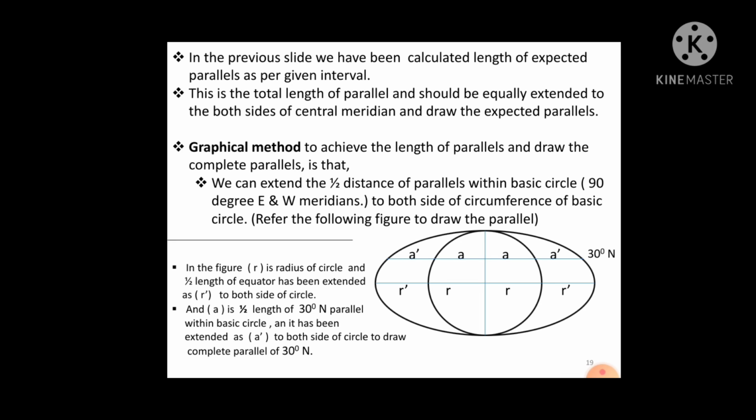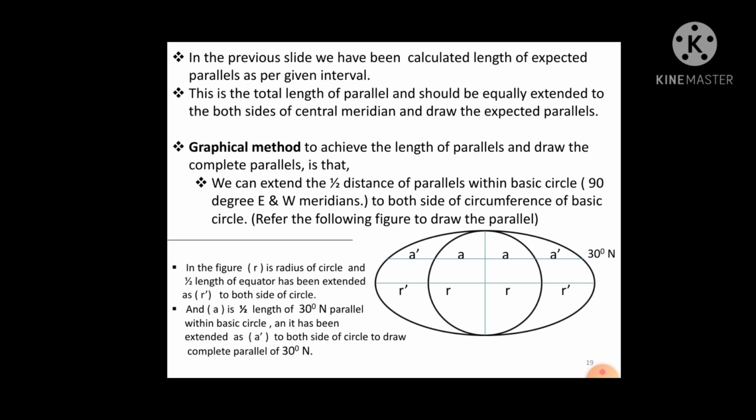Even though, as I told you, graphically also you can find out the length of the equator and parallels, and for drawing purposes graphically finding the length is very easy, because just look at the figure: A to A dash, then R to R dash, if you extend to both sides you will get the length, as the construction is also in progress.